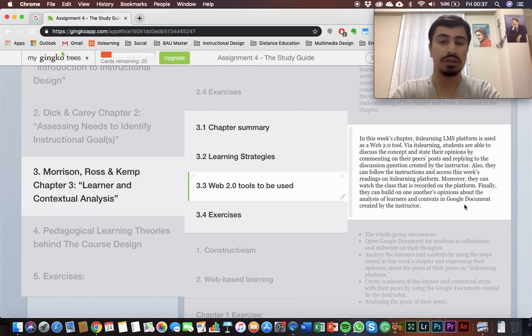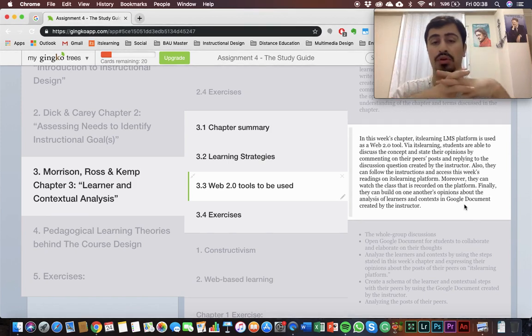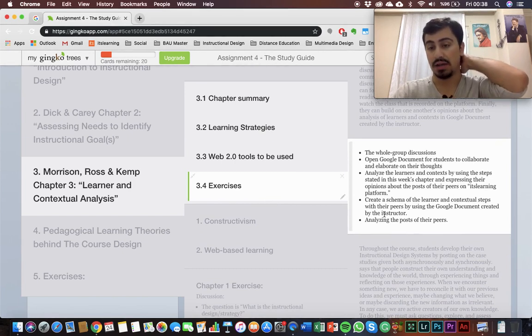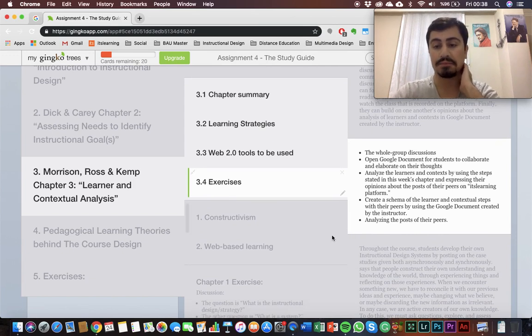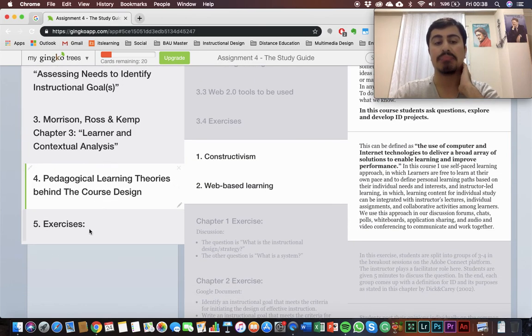So, the students use this Learning as a discussion forum, and they use Google Document to generate their ideas and write an overall paper about the contextual analysis and learner analysis. So, in this week's exercises, it's a whole group discussion, whole class discussion indeed, and an open Google document for students to collaborate and elaborate on their thoughts, analyzing posts of their peers and commenting on the posts of their peers.